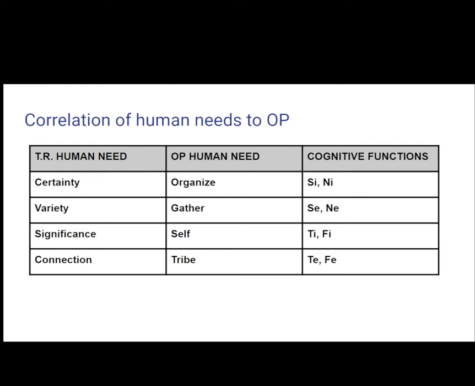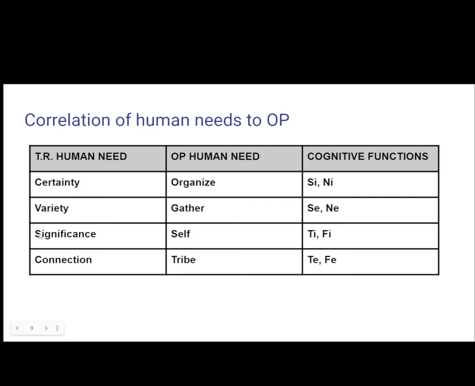So both SE and NE are gathering more and more rather than narrowing down and organizing. So the organize and gather represent opposite sides of a binary coin. Those that are stronger in organize are going to tend to be weaker in gather and vice versa. Everybody has a need to both organize and gather, but one is going to be stronger than the other one.